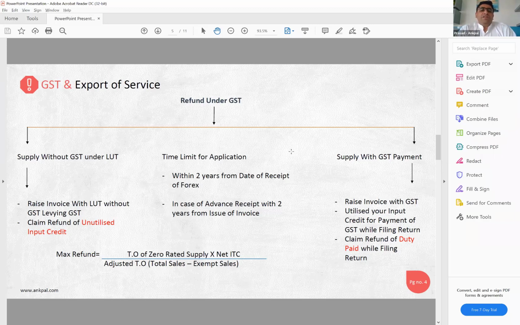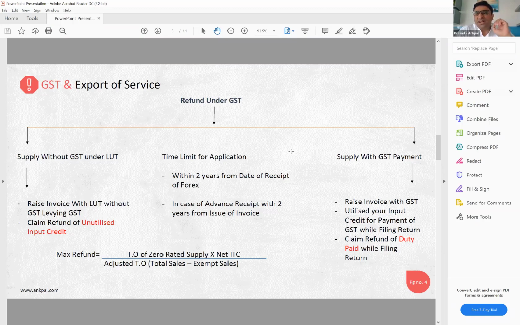Now, in that case, what would be the maximum refund you can claim? Say, for example, I have an accumulated credit of 10 lakh rupees, right? So how much maximum refund can I get? The government says that the refund is allowed only out of the service you utilize for the export.